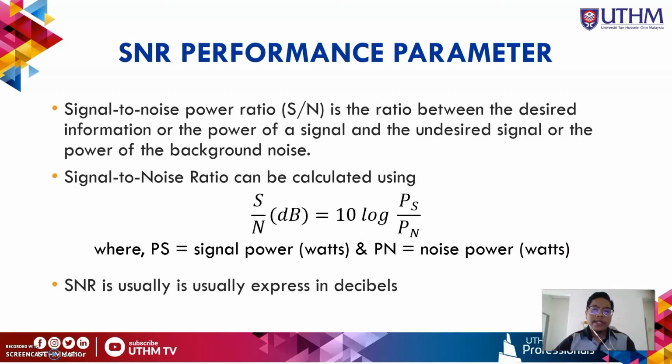First, I'm going to present about SNR performance parameter. What is SNR? SNR is a signal to noise power ratio. It is the ratio between the desired information or the power of a signal and the undesired signal or the power of background noise. Signal to noise ratio can be calculated using this formula, which is to get a dB, S over N is the signal to noise ratio, equals 10 log power signal over noise power in watts. So signal to noise ratio is usually expressed in decibels.